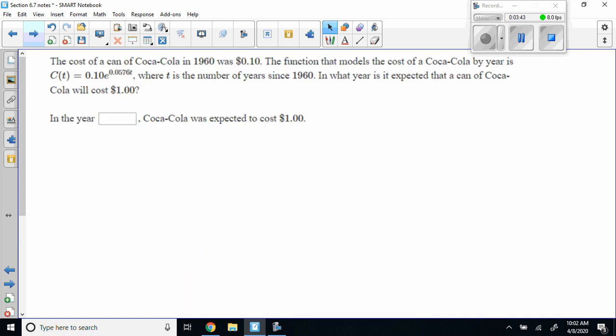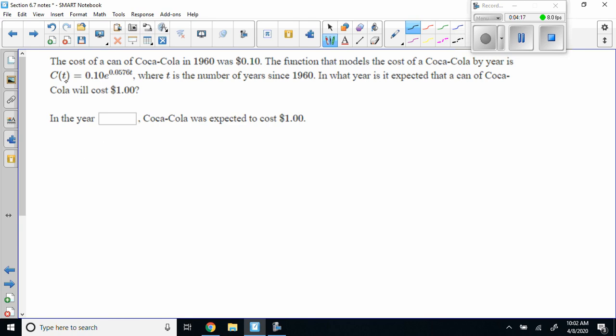Now, let's go buy a can of Coke. Coke was 10 cents in 1960, and we've got a model here that gives the cost of Coke since 1960. When can we expect the cost of Coke to be $1? Well, if you're old enough, you knew that that happened way back when. But we're going to calculate it because this isn't going to give us a correct indicator.